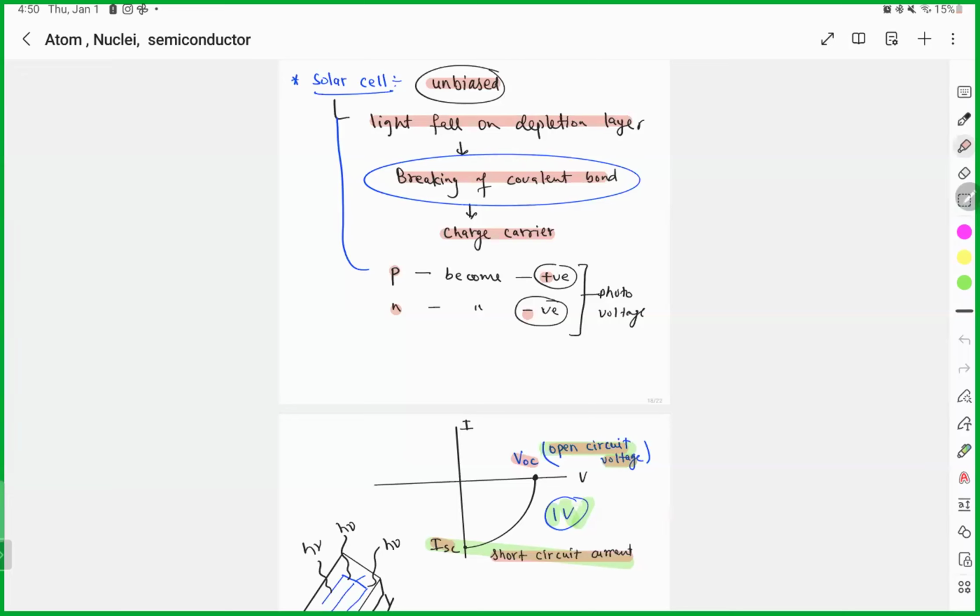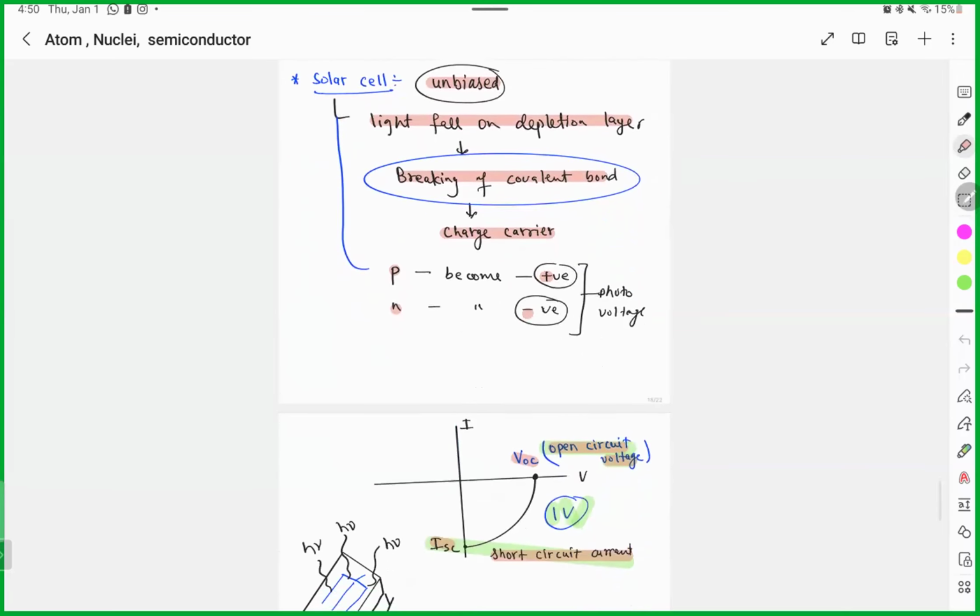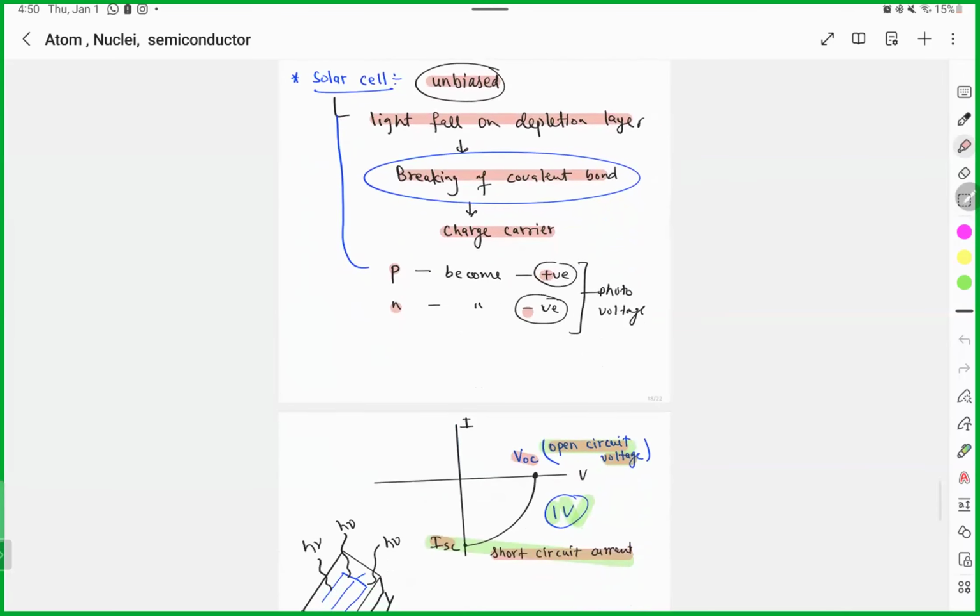Any doubt, guys? SC means short circuit, OC means open circuit. In open circuit, no current, maximum voltage. In short circuit, zero voltage but maximum current. So simply, when light falls on the material, as you can see down, a lot of electrons and holes will be generated together, and they are responsible for current. Exactly the same as a photodiode, but unbiased.